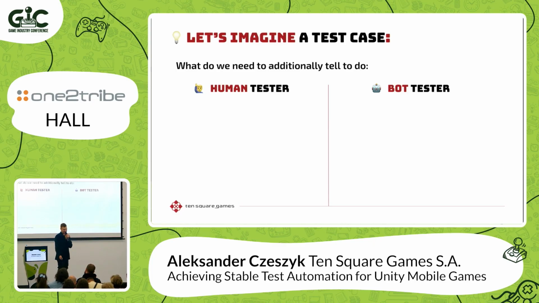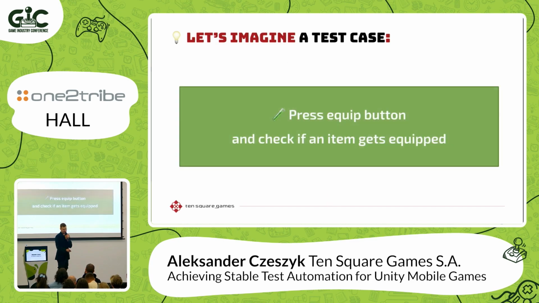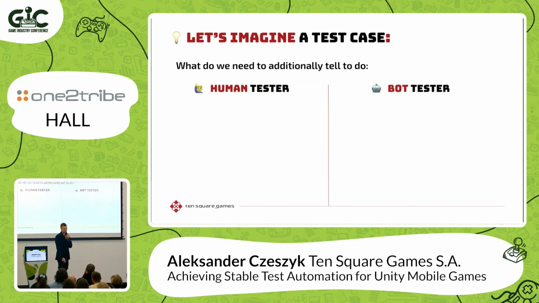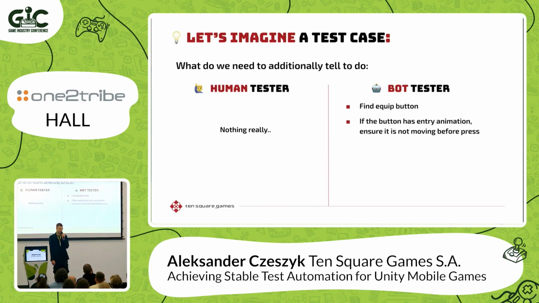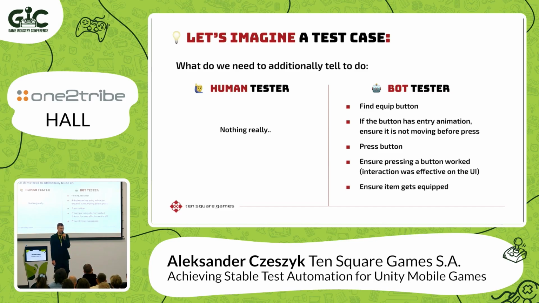Just do it. Exactly. Nothing else to say because the test is pretty simple. Human understands it. However, your bot does not. And you need to tell it to find the button, find the equip button. If the button has an entry animation, you need to tell it to wait for it to finish before trying to press it. To press the button, then you need to ensure that the action that it did really worked on the UI. To lastly ensure that the item was equipped.